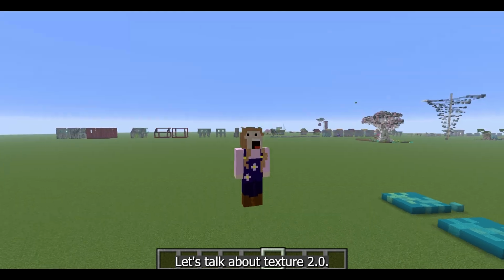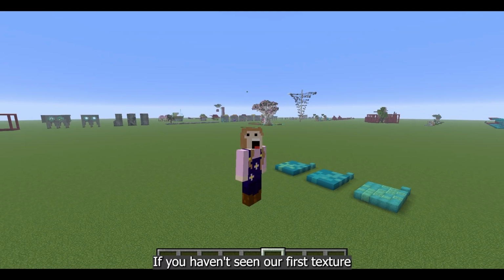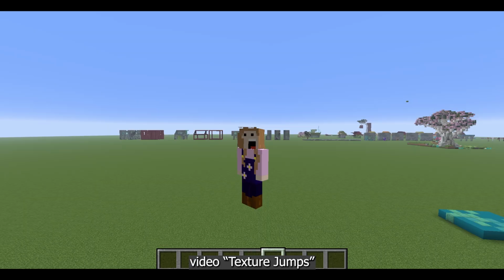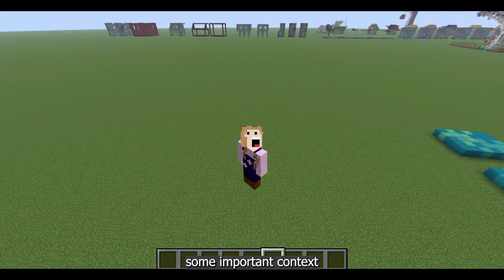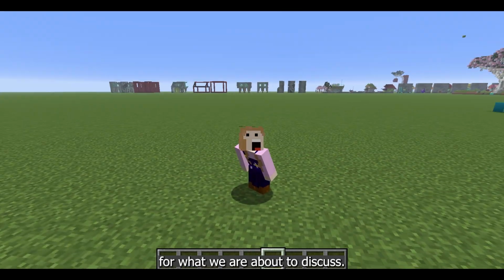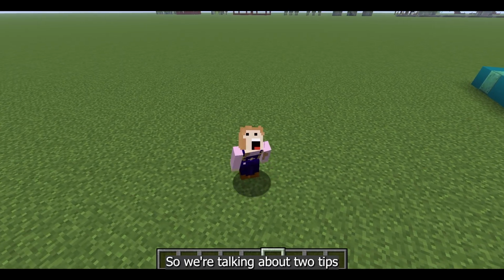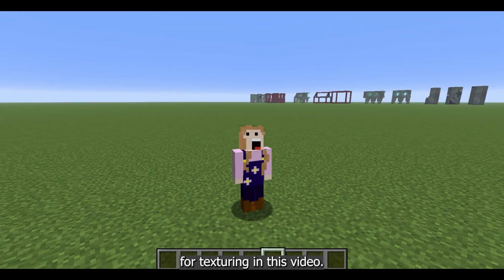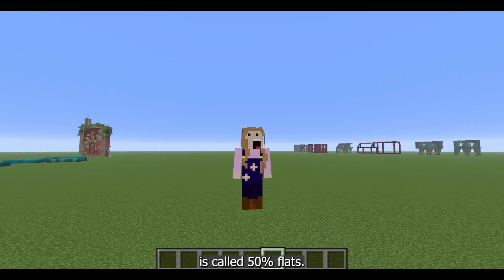Let's talk about texture 2.0. If you haven't seen our first texture video, Texture Jumps, you want to watch that now because that gives you some important context for what we are about to discuss. So we're talking about two tips for texturing in this video, and the first one is called 50% flats.